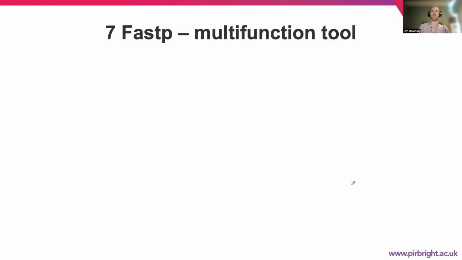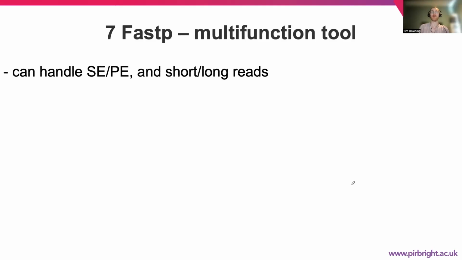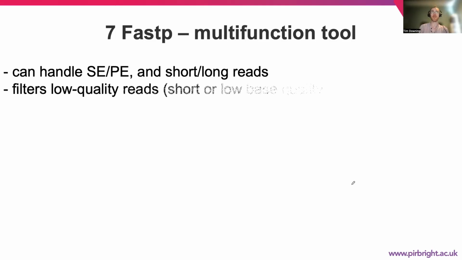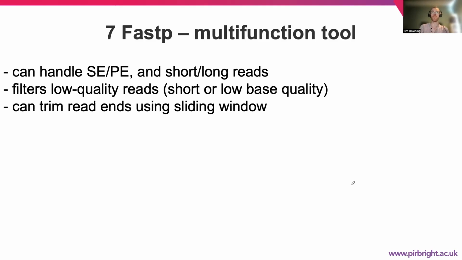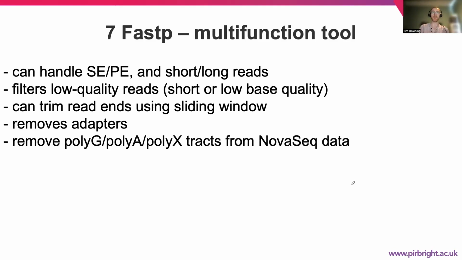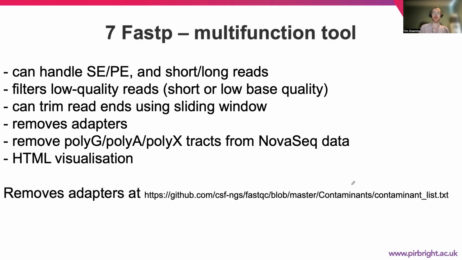FastP is a very good, multifunctional tool. It can handle long or short, single or paired reads. It filters low quality reads, in addition to the FastX quality trimmer. It can trim reads as well. It removes adapters. It can remove poly A, G, X tracks as well. We can view that with an HTML file, which we'll do with MultiQC later. And you can also get more information on the exact adapters that are removed at this GitHub page.